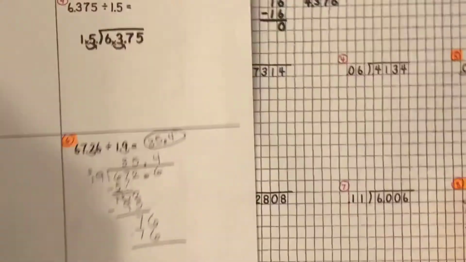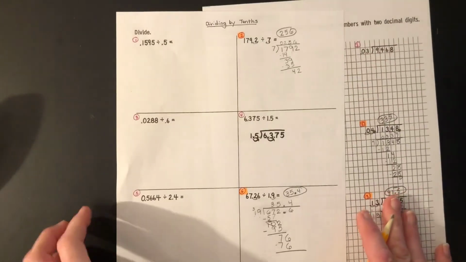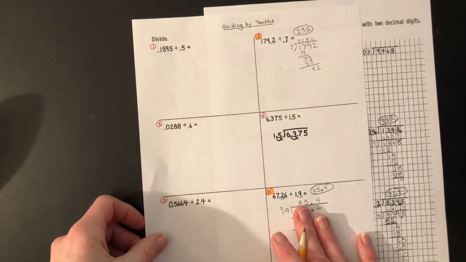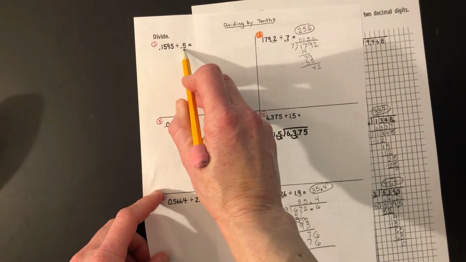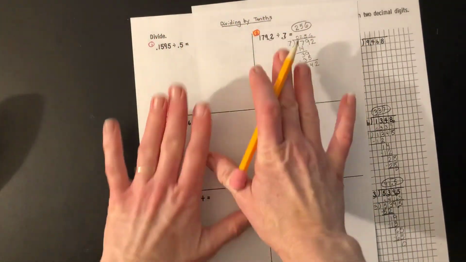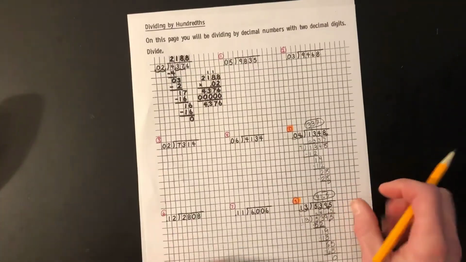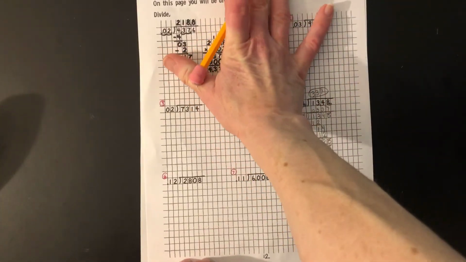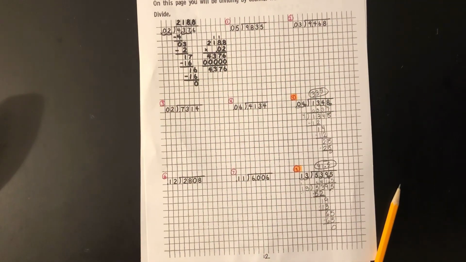So, remember, the way these pages are set up, every single one of the divisors has digits only to the 10th place. So you will move the decimal 1 time in these. On this page, they go to the hundredths place. You will always move the decimal 2 times. You got it.